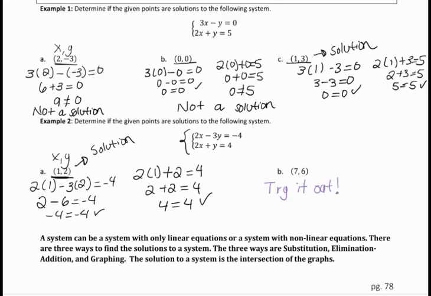All right, so a system can be a system with only linear equations or a system with nonlinear equations. There are three ways to find the solutions to a system. The three ways are substitution, elimination (addition), and graphing. The solution to a system is an intersection of the graphs.